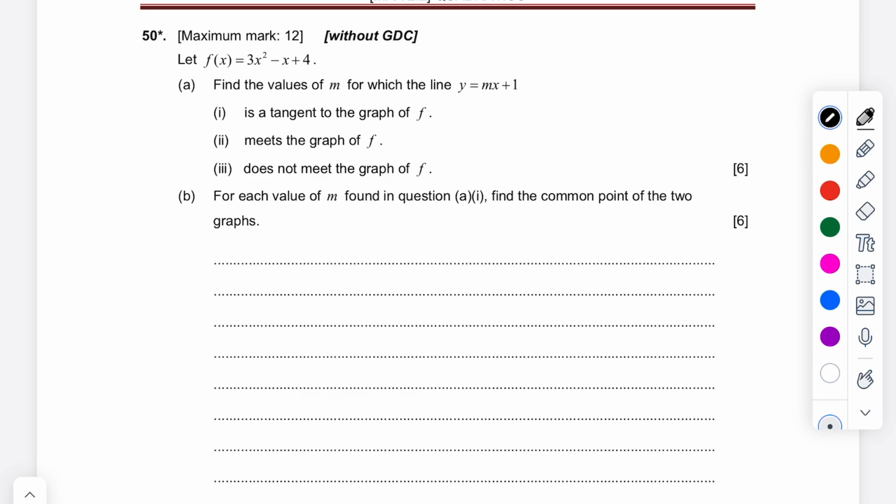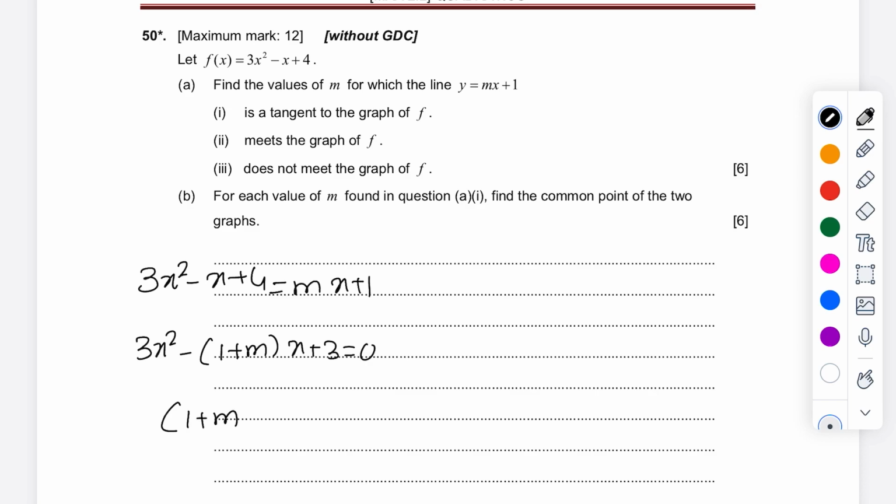Question number 50. Find the values of m for which the line y equals mx plus 1 is a tangent. So 3x square minus x plus 4 equals mx plus 1. So 3x square minus (1 plus m)x plus 3 equals 0. Tangent means b square minus 4ac equals 0. So from there, I get 1 plus m equals plus or minus 6. So m equals 5 or negative 7.